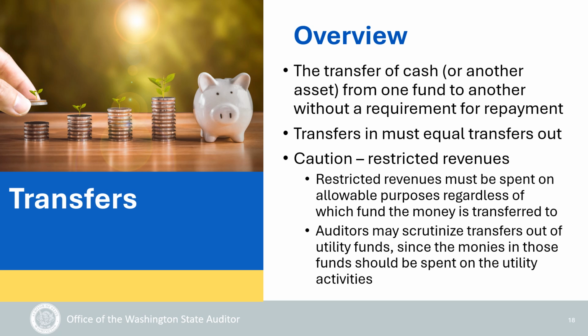Another example of restricted revenues is in utility funds. The monies collected in utility funds should be spent on utility operations. That means it would be fairly rare for there to be a transfer out of a utility fund. If a government has transfers out of a utility fund, the auditor may scrutinize that transaction to see if it is allowable, or if it should have been reported as an expense instead of a transfer out.